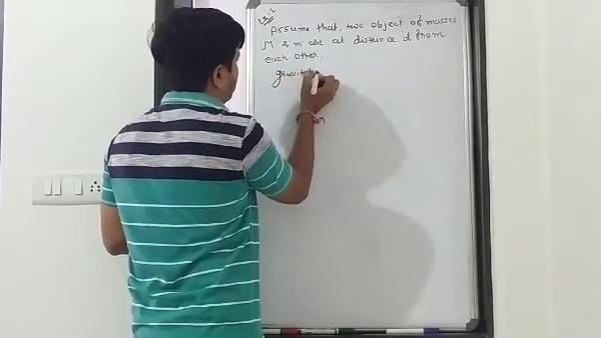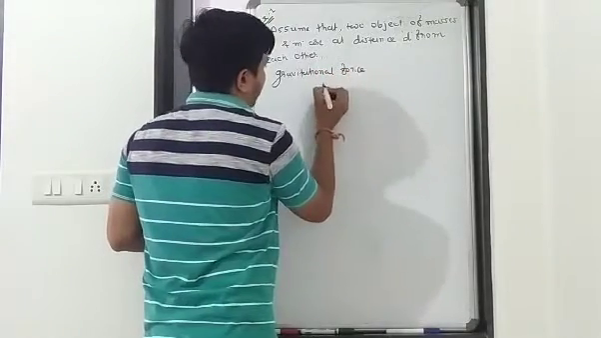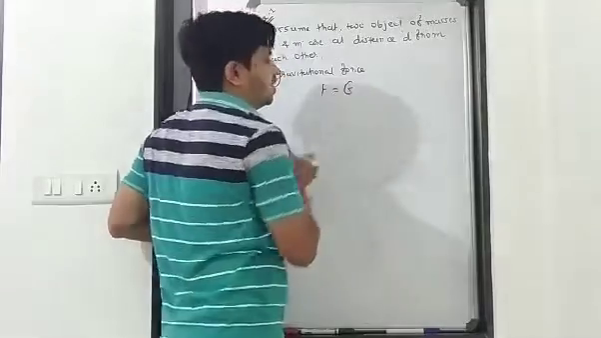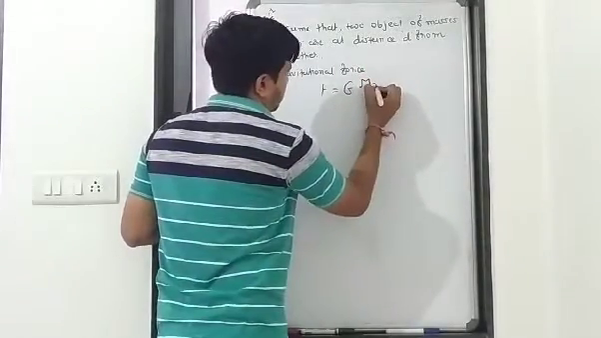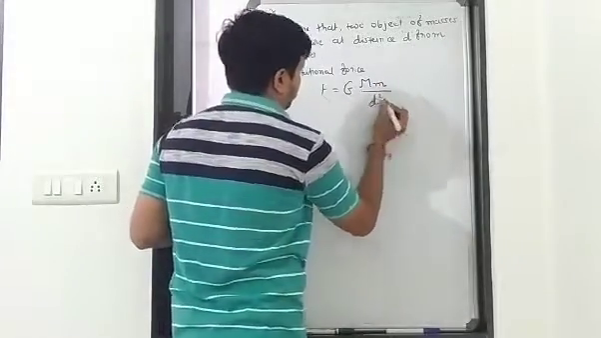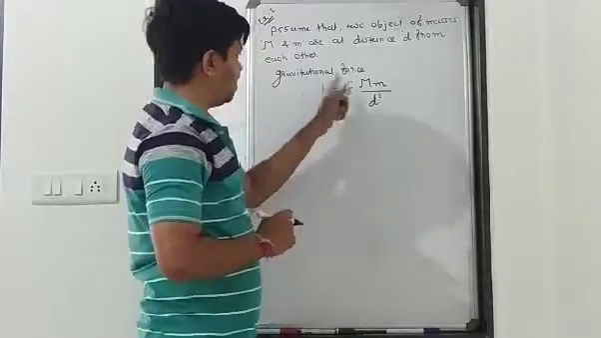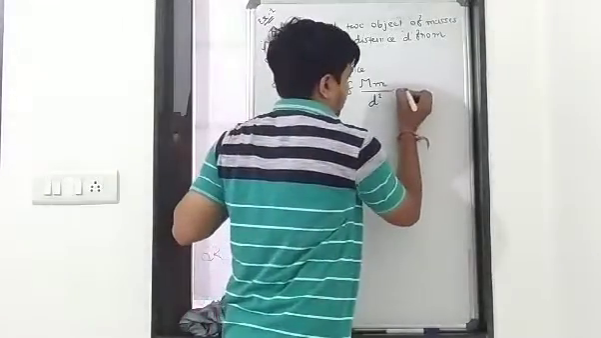The gravitational force, which is F, is equal to G, the gravitational constant, times the mass of the first object and the mass of the second object, divided by the square of the distance between them. So it is the gravitational force applied on both objects. Equation number one.